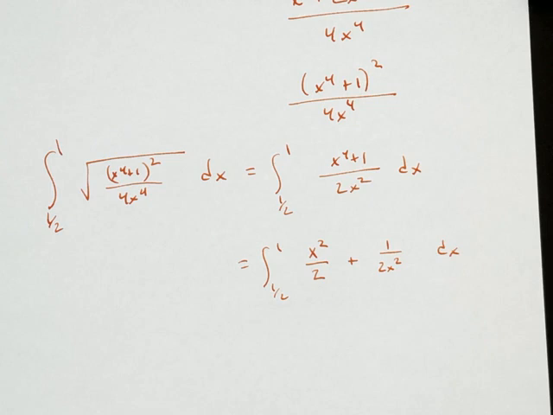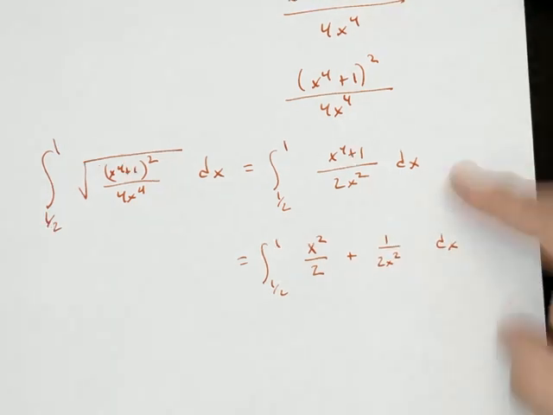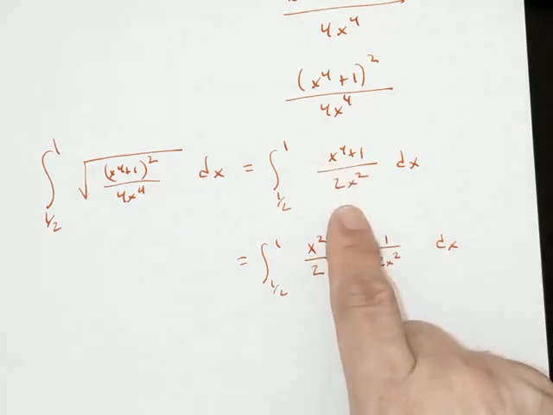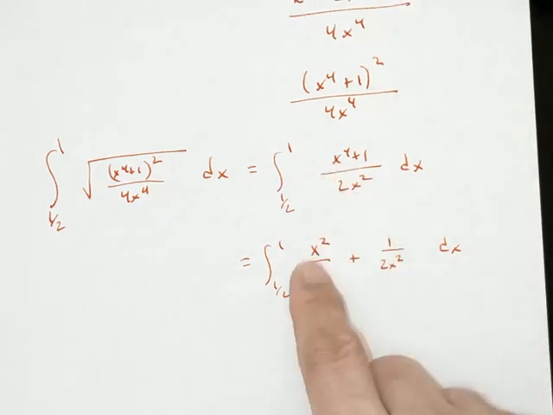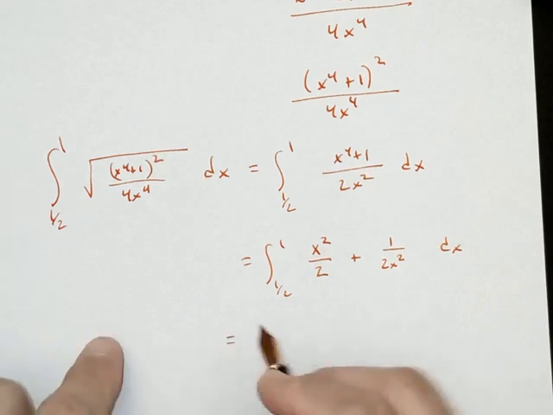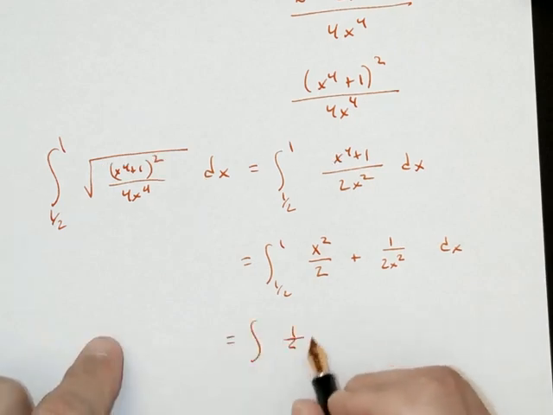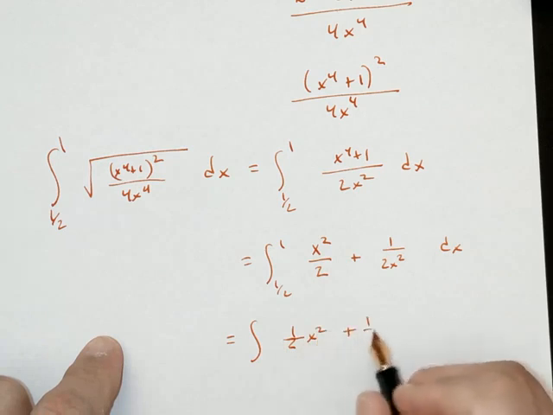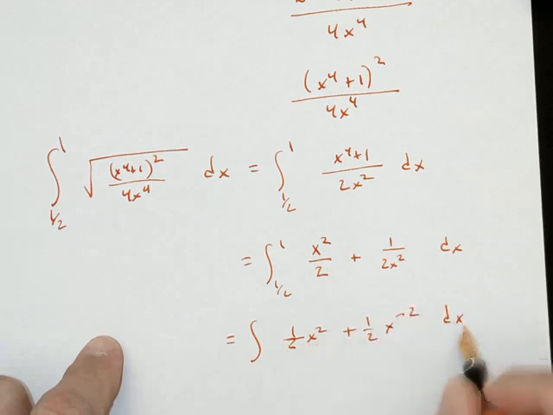It's power rule. I know what to do. Hey, you're unhappy. Talk to me. From here to here or from here to here? Okay, so x to the 4th over 2x squared. The 2 stays, but x to the 4th over x squared is x squared. Subtract the powers, right? And then 1 over 2x squared. So just split it into 2 fractions. That's power rule. That's the integral of 1/2 x squared plus 1/2 x to the minus 2.